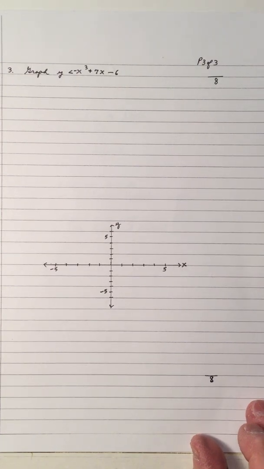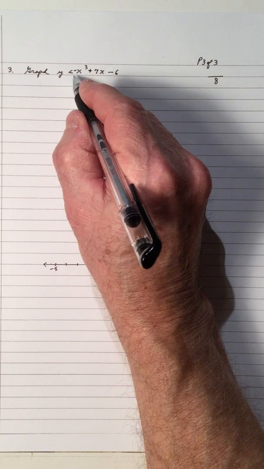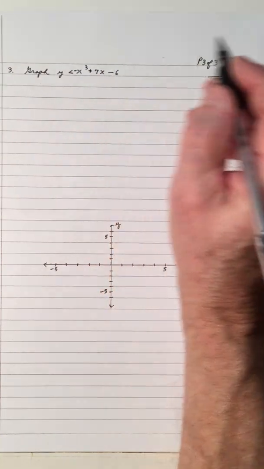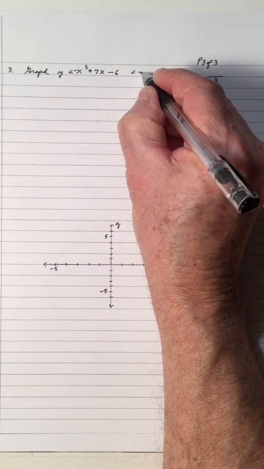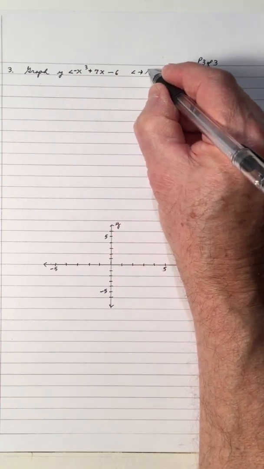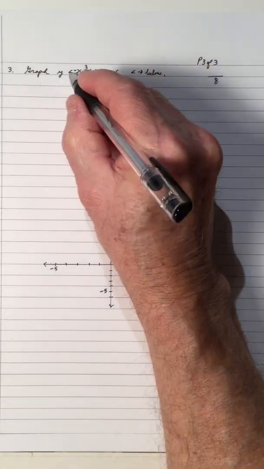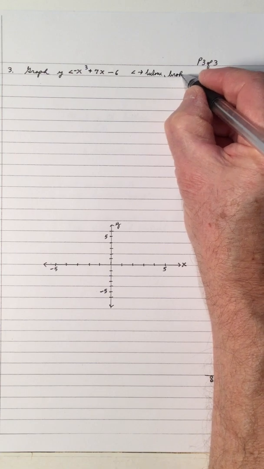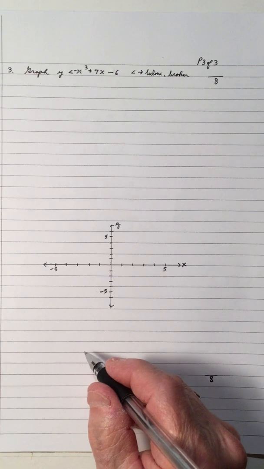And one more to do. And this one is graph y is less than negative x cubed plus 7x minus 6. And again, we have a less than. And in terms of a graph with x and y, less than means you're going to shade below the boundary line. And because there's no equal sign here, the boundary line is broken. It means I'm just going to do a dotted line.